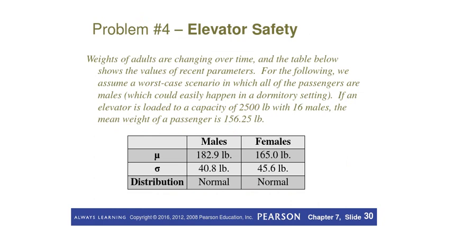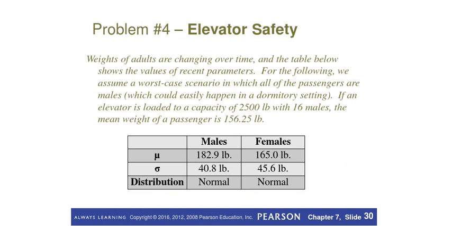So, let's say the weights of adults are changing over time, but the table below shows the values of some recent parameters. In the following, we're going to assume a worst-case scenario in which all of the passengers are male, which could easily happen in a dormitory scenario. And if the elevator is loaded with a capacity of 2,500 pounds, if we have 16 males, that means the mean weight, 2,500 divided by 16, would be 156.25.